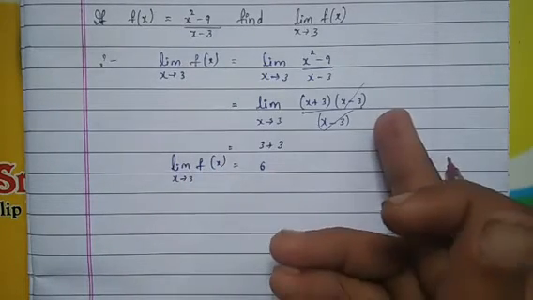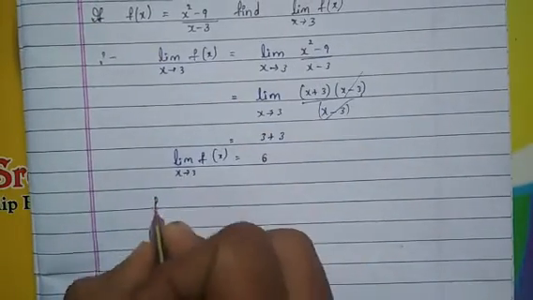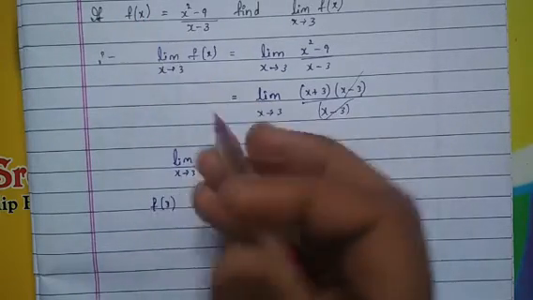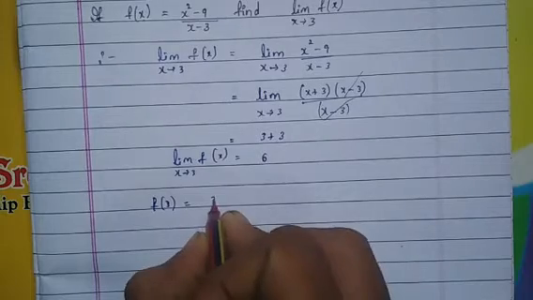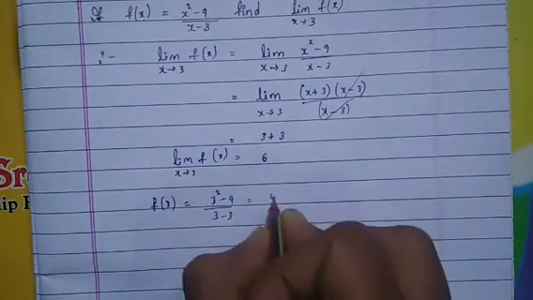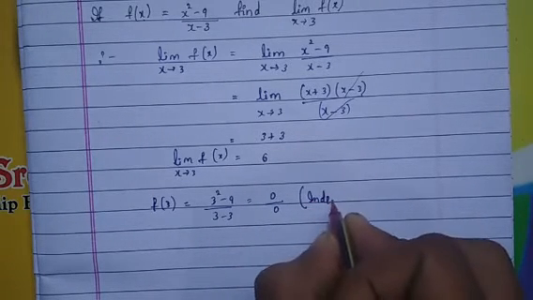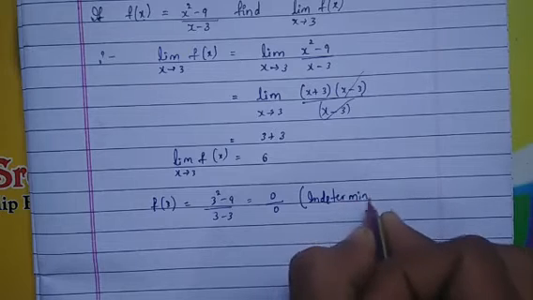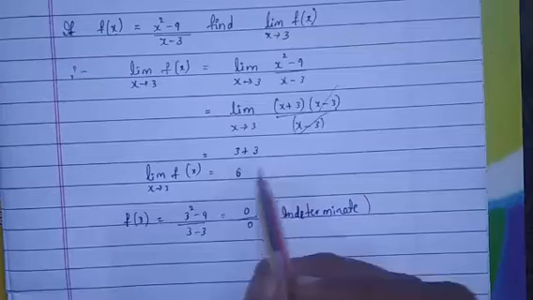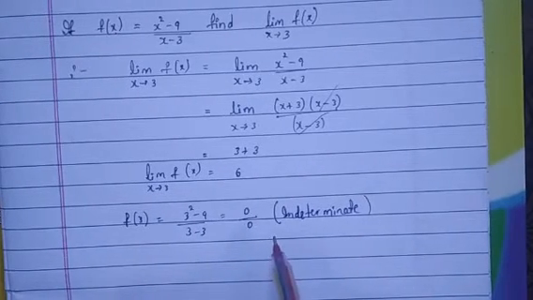Let us define the value of the function. f of 3 which is equal to, in place of x let us apply 3. f of 3 which is equal to 3 square minus 9 over 3 minus 3 which is equal to 0 by 0. This is an indeterminate form. We get an indeterminate form here. So limit of the function exists but the value of the function does not exist.